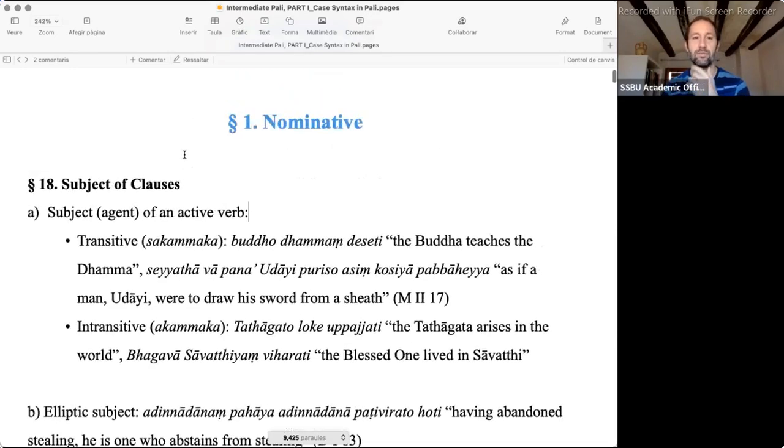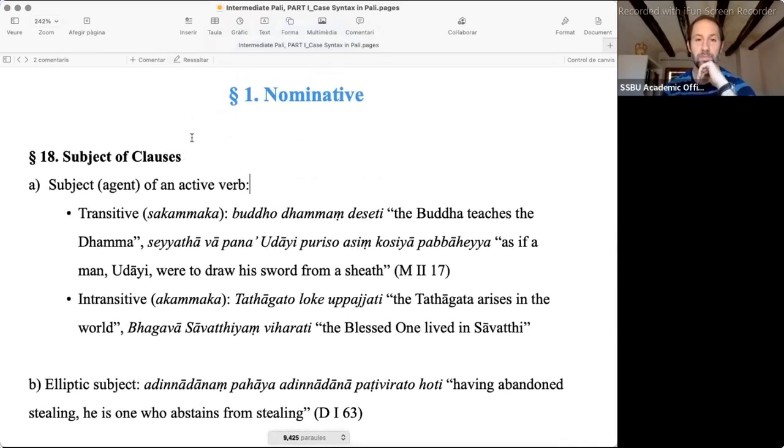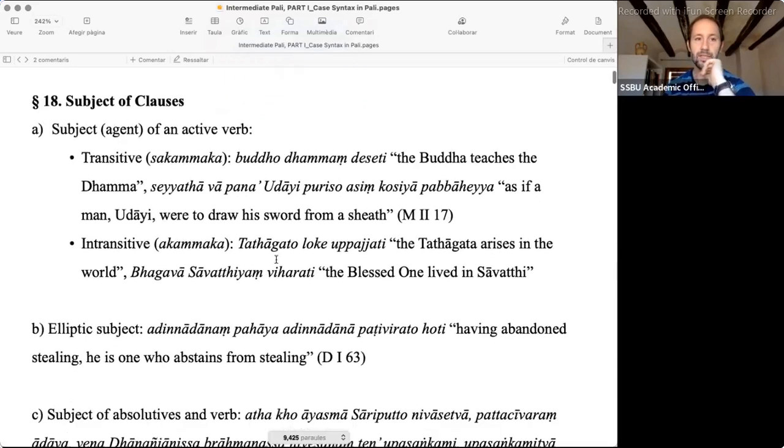Great. So let's start. We start with the nominative. Nominative is another way of saying patama. And generally, as the book says, it's the subject of the clauses. A clause basically means a sentence. But it's more than a sentence. It's the full sentence. What do I mean by that?